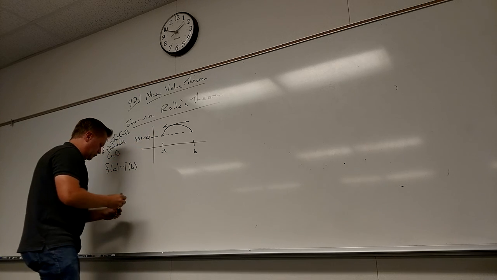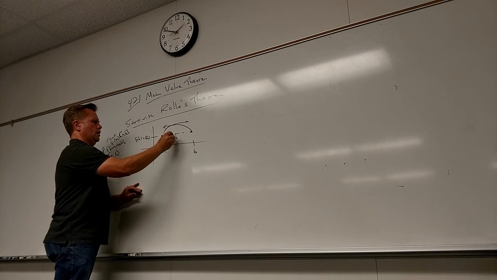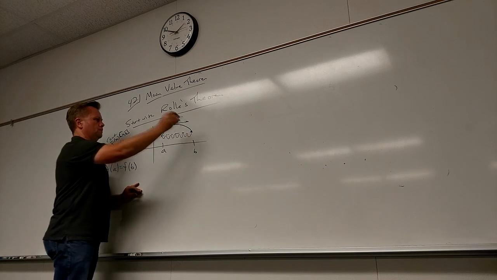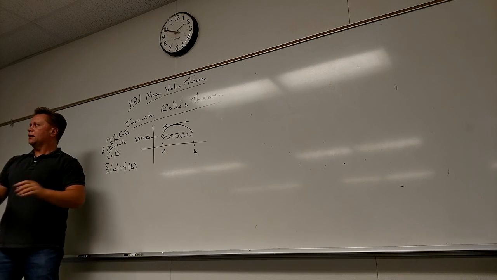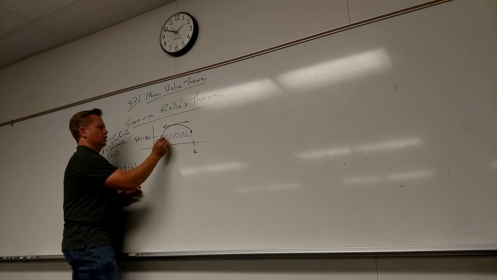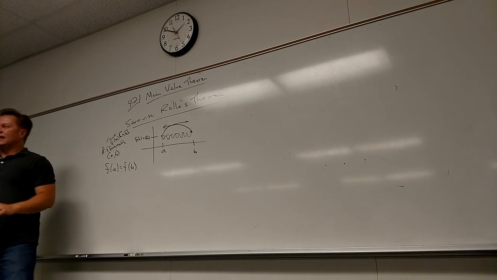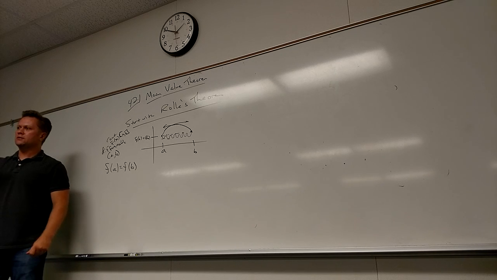I could connect them this way instead. How many horizontal tangent line positions are there? I don't know, 1, 2, 3, 4, whatever. Right? There's one. There's one. There's one. But the theorem says there will be at least one place on that function where the slope is 0.